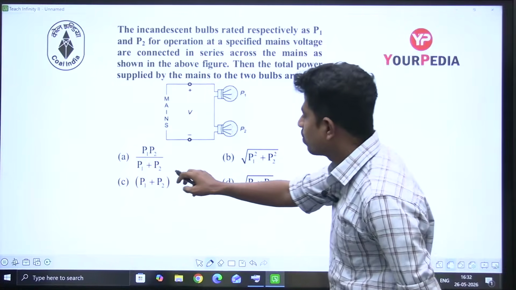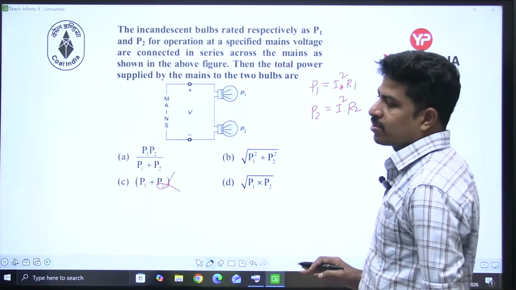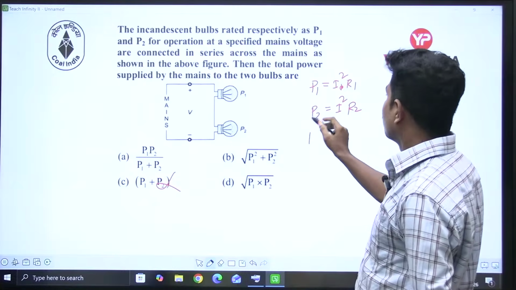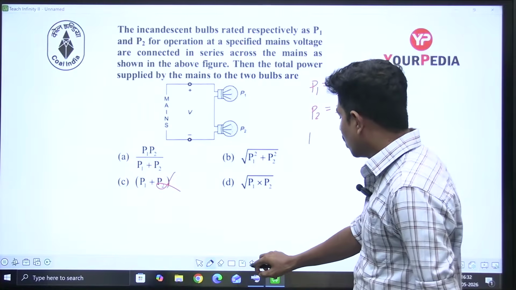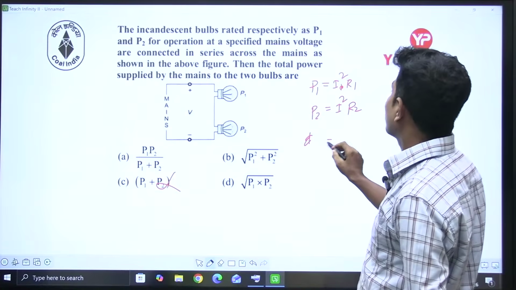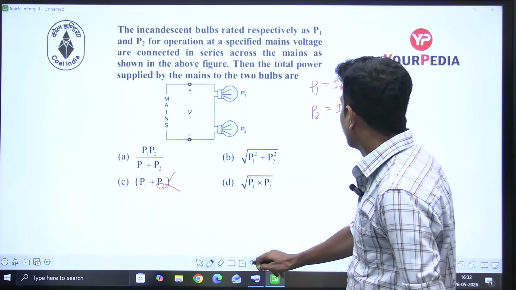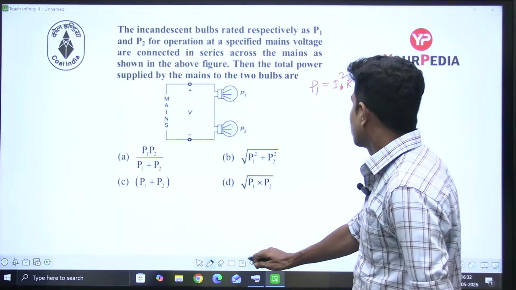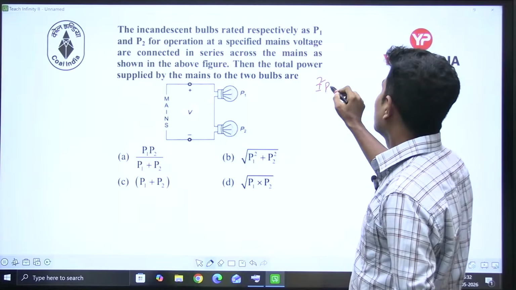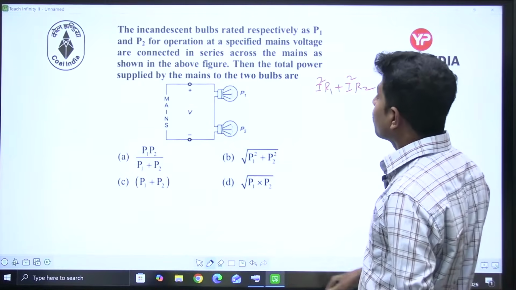It is not simply P1 plus P2. It would be P1 plus P2 only if both are getting the same voltage. Otherwise, it is not. The power taken by the first bulb is I square R1, and by the second bulb is I square R2. But that option is not there. In terms of P1 and P2, it is there.